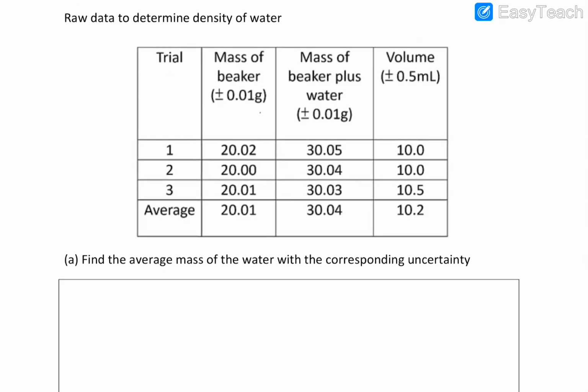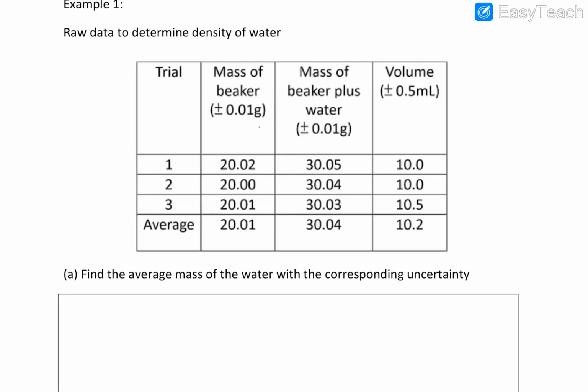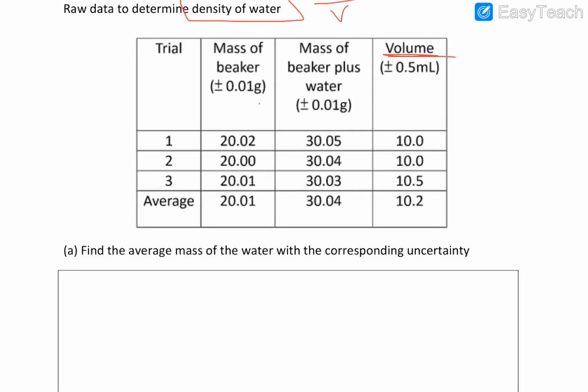So for this first example, we're going to be looking at an experiment to find the density of water. There's mass of water that is going to be determined, volume of water, density is mass per unit volume. So this is what we're going to use at the end. So find the average mass of water with the corresponding uncertainty.